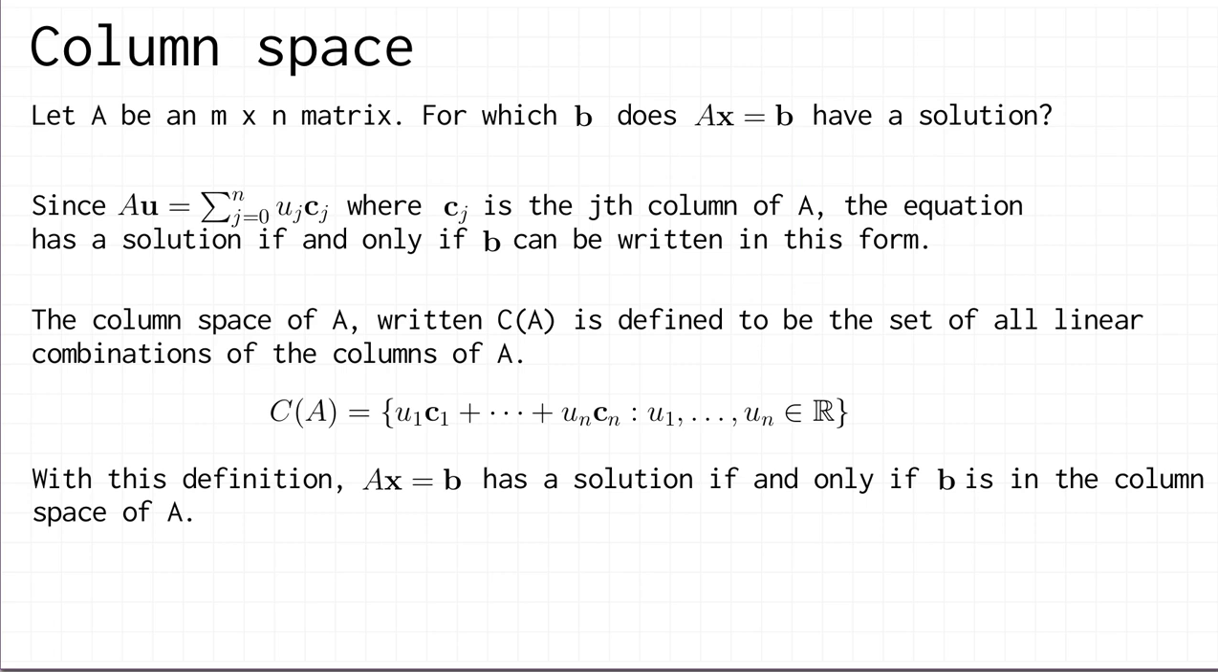All right, so let's ask the question now, when does a matrix equation Ax equals b have a solution? And what I mean by that is for which possible b's is there a solution? So in general, for some values of b there will be a solution, for some values of b there won't be any solutions. So we'd like to ask the question, what can we say about the vectors b for which Ax equals b has a solution?